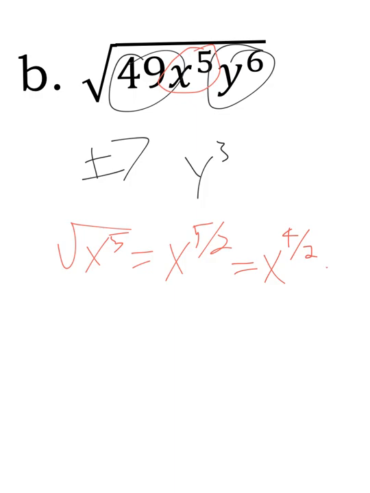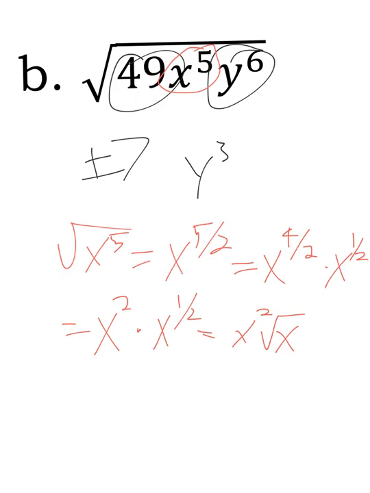So I can split this up as x to the 4/2 times x to the 1/2. Alright, so x to the 4/2 would just be x squared. And so I have x squared times x to the 1/2. Meaning I have x squared on the outside and the square root of x left inside. And that's going to be the final answer that I'll need to rewrite in there.